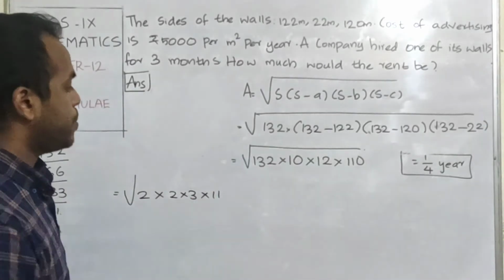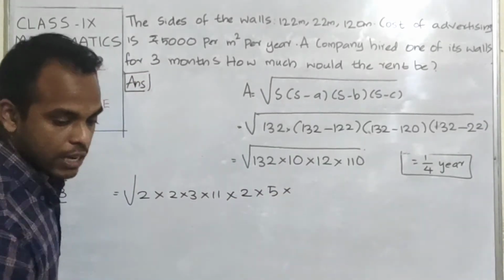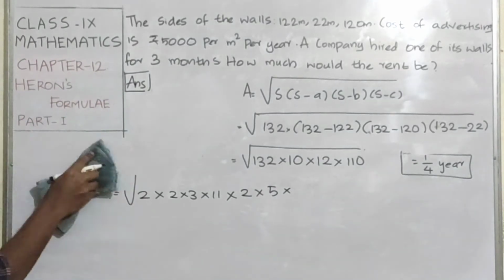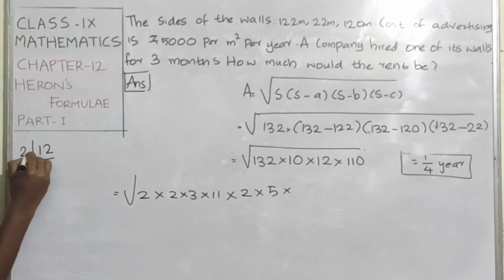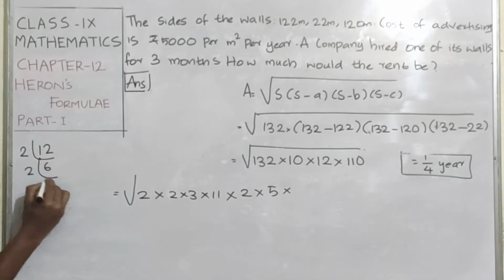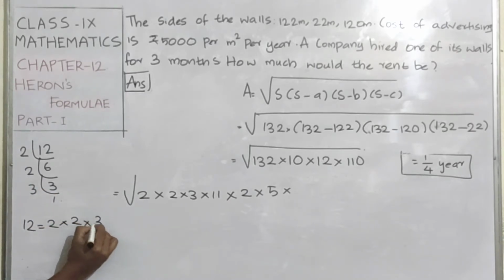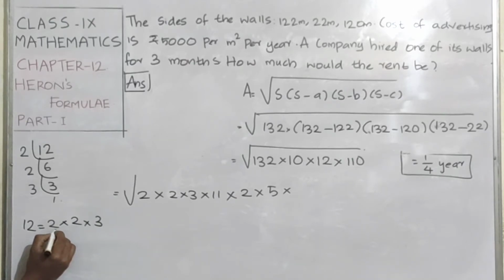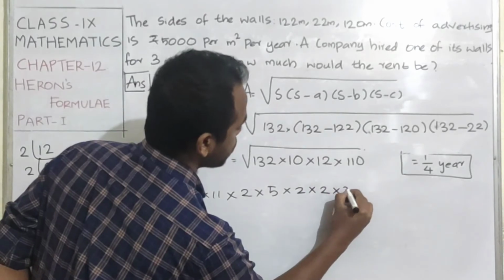Next, 10 can be prime factorized as 2 into 5. No confusion with that. Now if there is any confusion with the prime factorization of 12, we can do that. 12 can be written as 2, then 6, again by 2, then 3. That's it. So 12 is written as 2 into 2 into 3.